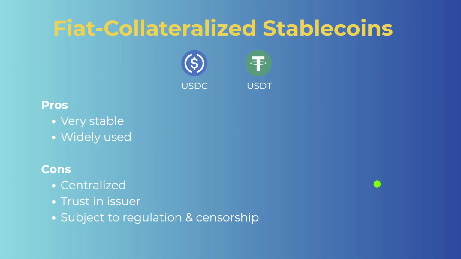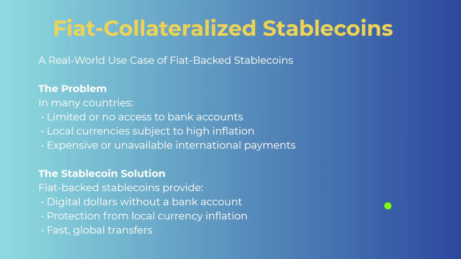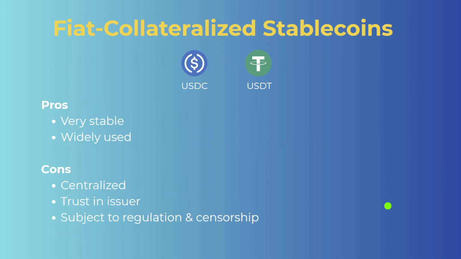And of course, when we use these tokens, we have to trust Circle for USDC and Tether for USDT that they do not blacklist us, so that they basically don't prevent us from using this token.